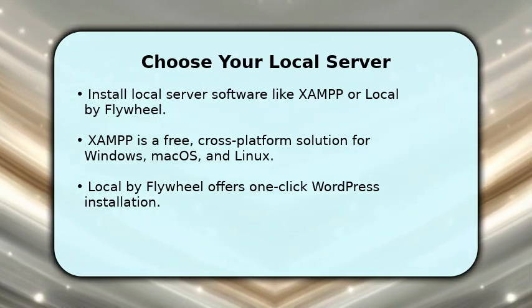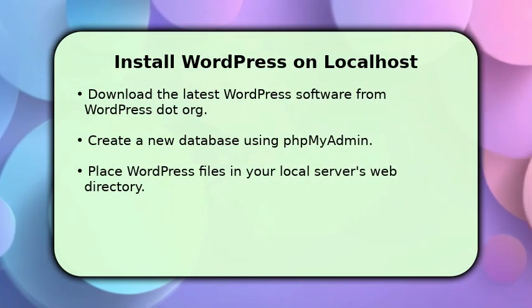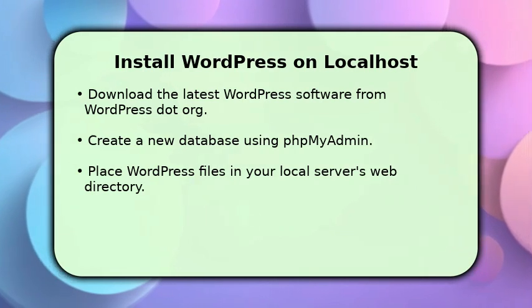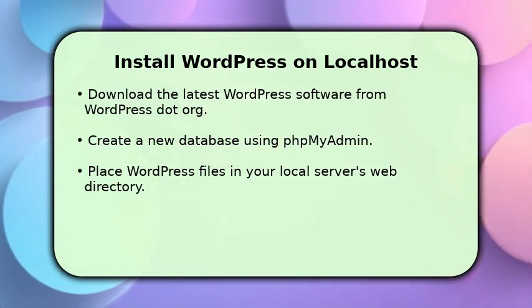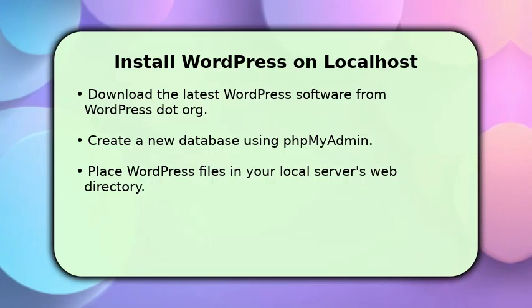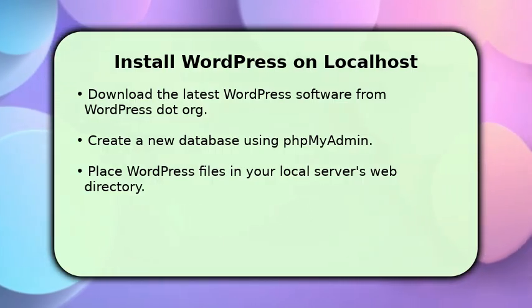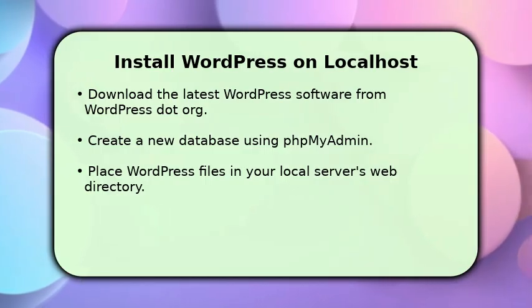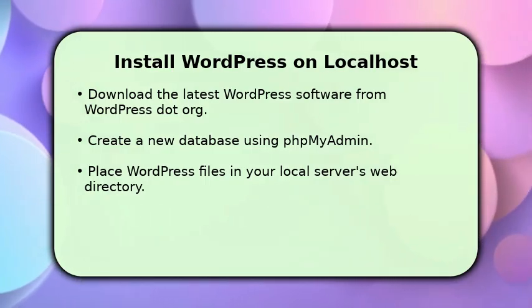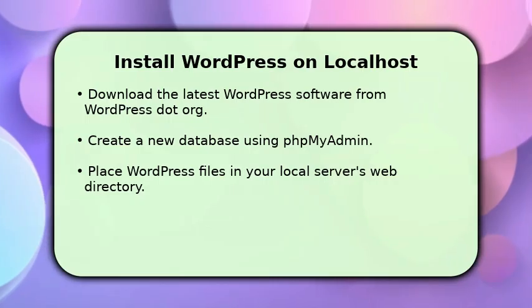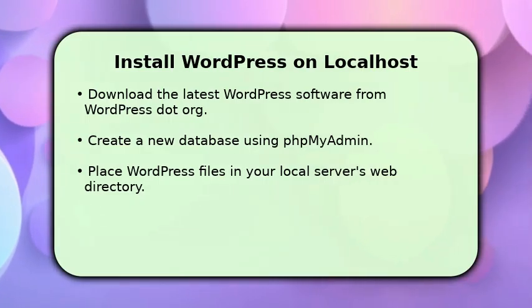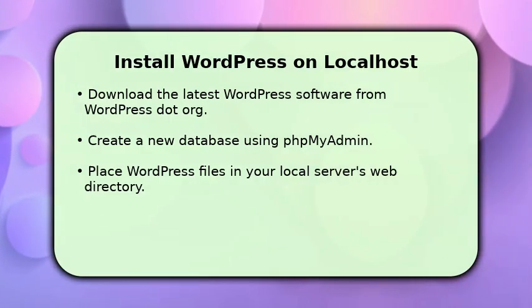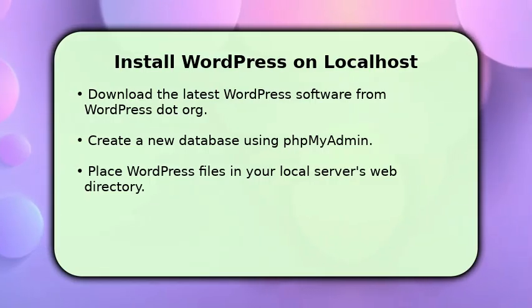hosting environment. Once your local server is running, download the latest WordPress version from wordpress.org. Next, create a new empty database for your site using phpMyAdmin, which is usually included with your server software. Then, extract the WordPress files into your local server's web directory, often named htdocs. Finally, open your web browser, navigate to your local site address, and follow the simple 5-minute WordPress installation prompts.